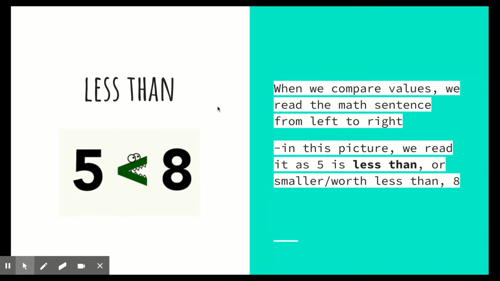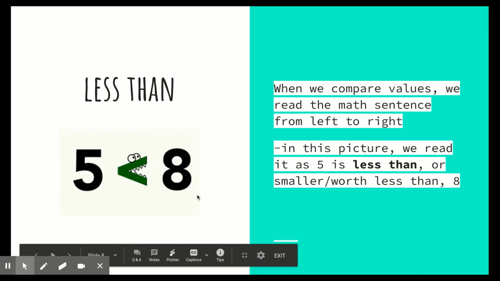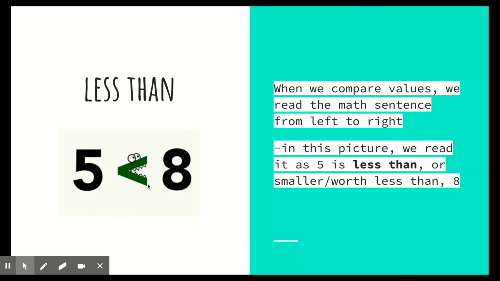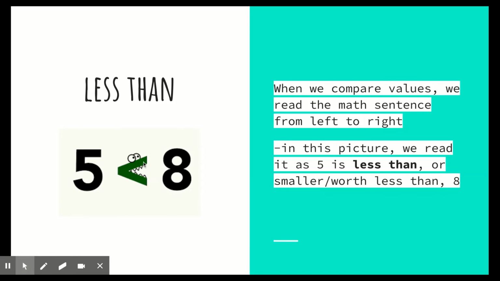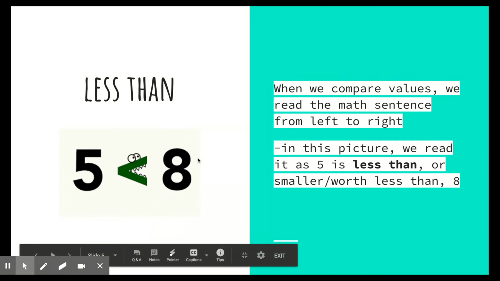All right, less than. So we're reading this math sentence from left to right still. So in this picture, we read this as 5 is less than or smaller or worth less than 8. Okay, so if you think about it, would you rather have $5 or $8? Well, you'd rather have $8. That's worth more. So even the alligator wants to eat the larger amount. So his mouth opens up to the right because he's hungry. He likes the 8. The 8 is more filling than 5. So 5 is less than 8.